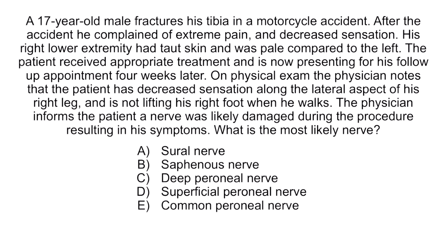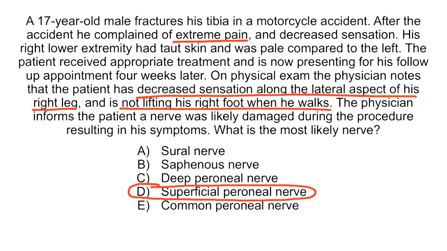All right, this patient had a fracture in his lower extremity, followed by the clinical features of compartment syndrome, namely extreme pain, paresthesias, tense skin, and pallor. His clinical presentation was enough to make the diagnosis and proceed to perform fasciotomy. He now has findings consistent with a superficial peroneal nerve injury. This is supported by the decreased sensation along the lateral aspect of his right leg and not lifting the foot when he walks. The superficial peroneal nerve, as the name implies, passes superficially in the lateral compartment of the lower leg. It's therefore easily damaged during a fasciotomy. So this makes D the correct answer.